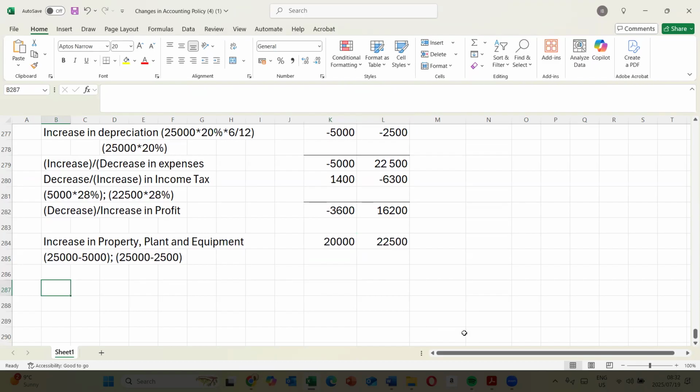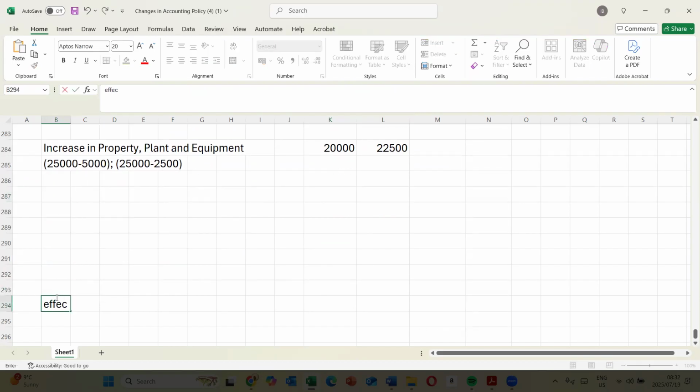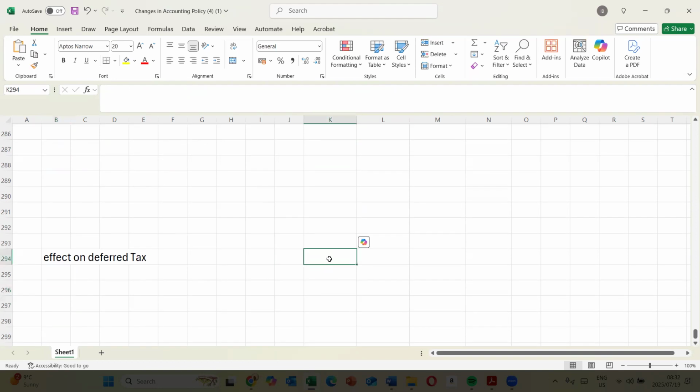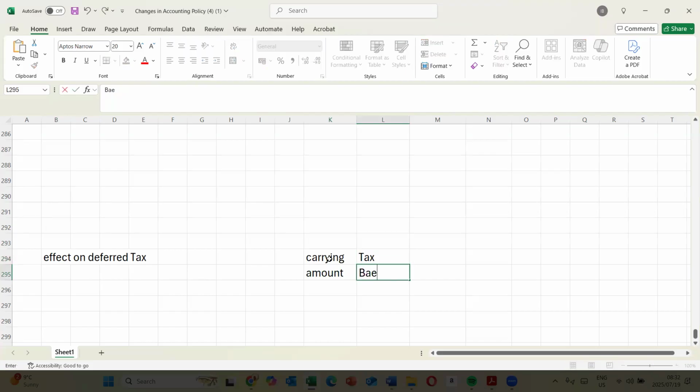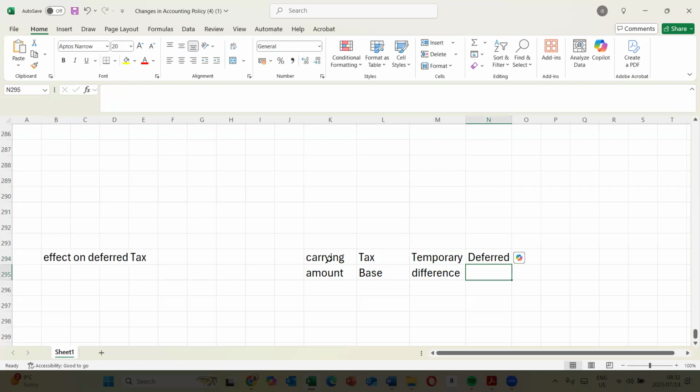Now, what is the effect on taxation? Let's work out effect on deferred tax. Right. So in terms of this, let's quickly account for it to see what is the effect of deferred tax. So we have carrying amount. All right. And then we have tax base. Then we have temporary difference. Then we have deferred tax. Right, let's see now what's going on there.